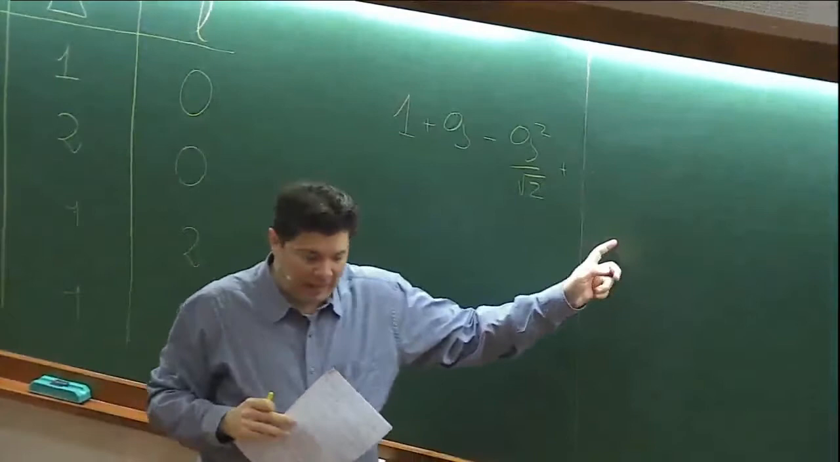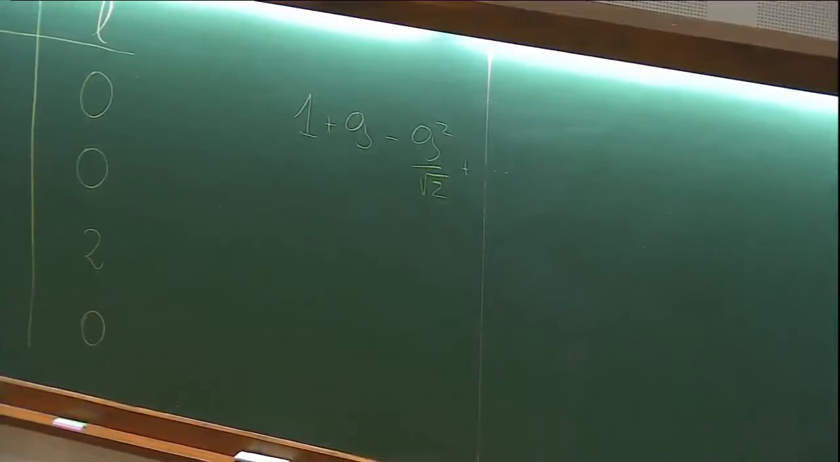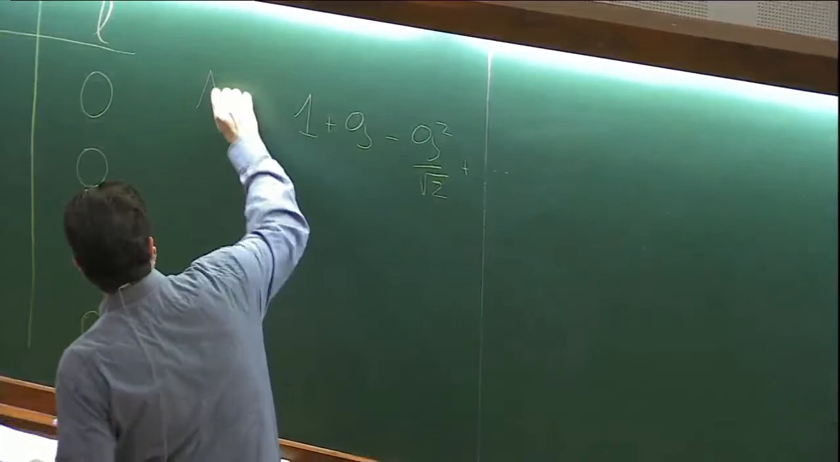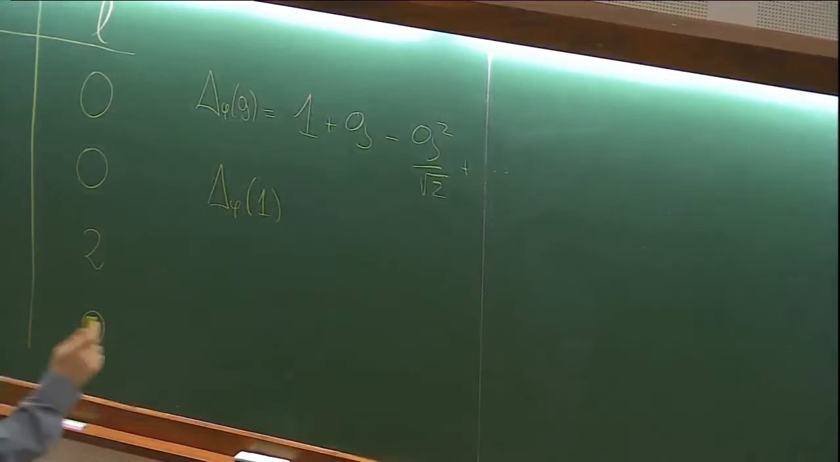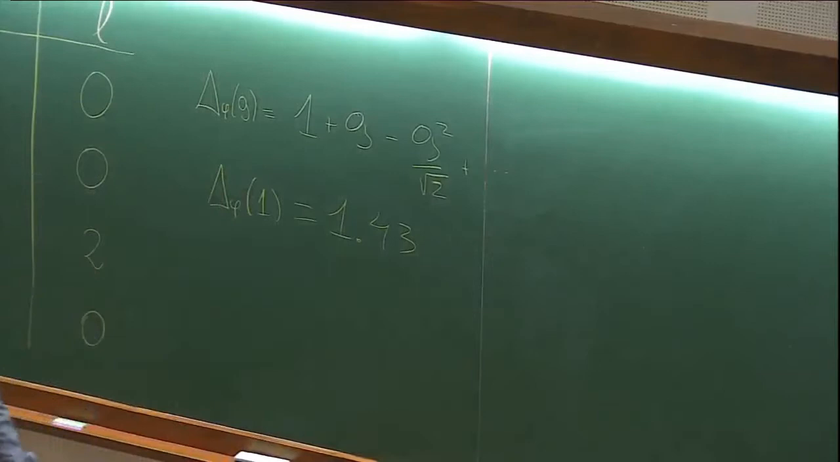And furthermore, for some theories, you don't even have a Lagrangian, so there is not even a systematic way to compute that. Or you may be interested, for instance, so this is the dimension of phi as a function of g, in knowing what is the value of this dimension when g is equal to 1. And this, I will just make something up, can be 1.43. And computing these things is usually very hard.